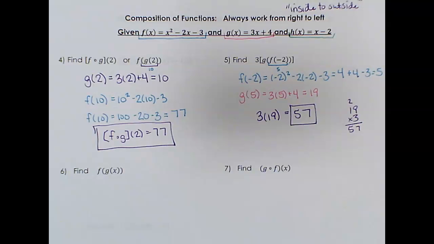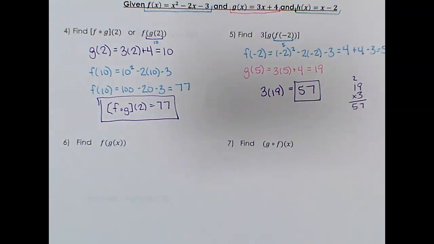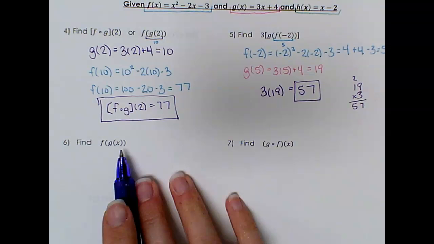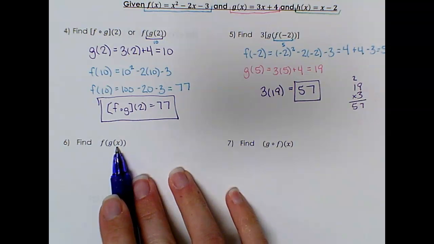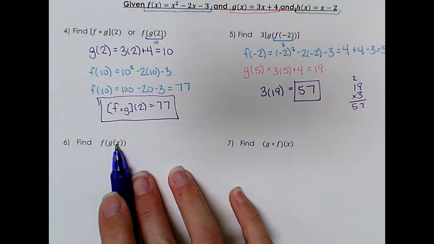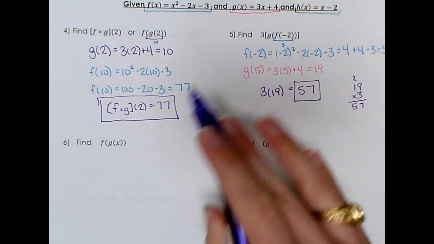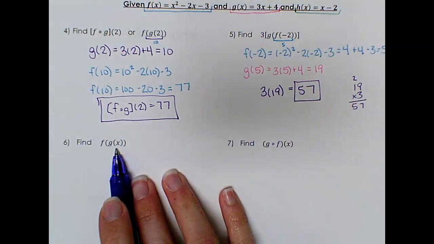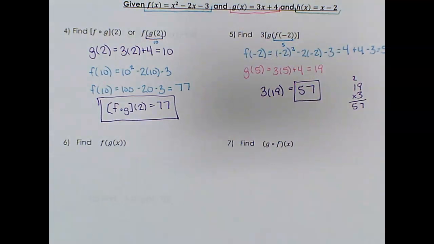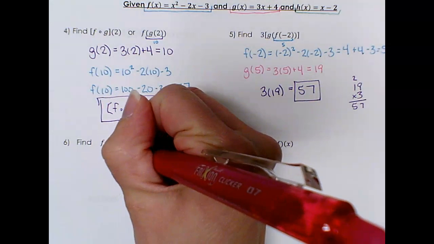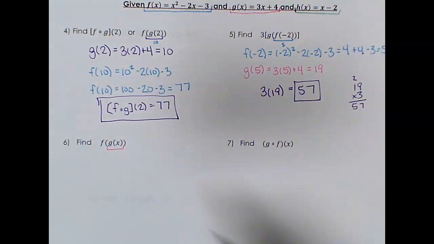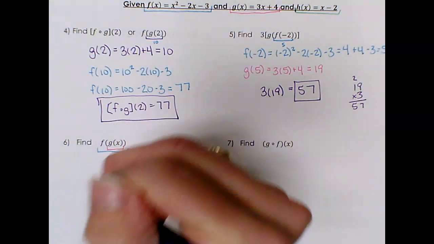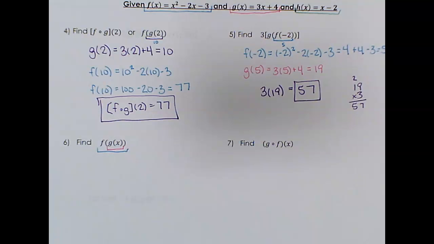Now, number 6 is slightly different. Number 6 asks for f of g of x. It does not give you an x value. It's asking for an expression with x in the expression. So even though x typically is like a number, here it's just a variable. So that means it's going to be a variable in our answer as well. So we need to nestle g of x inside of the f function.